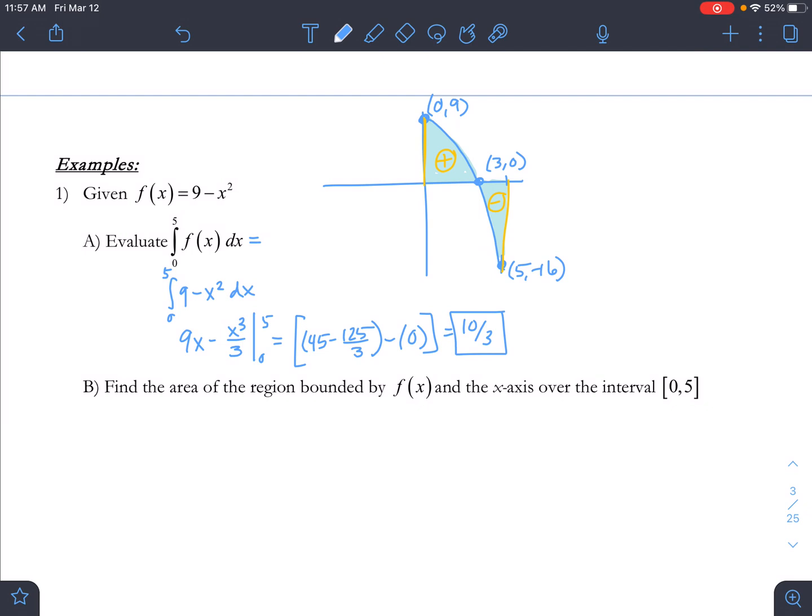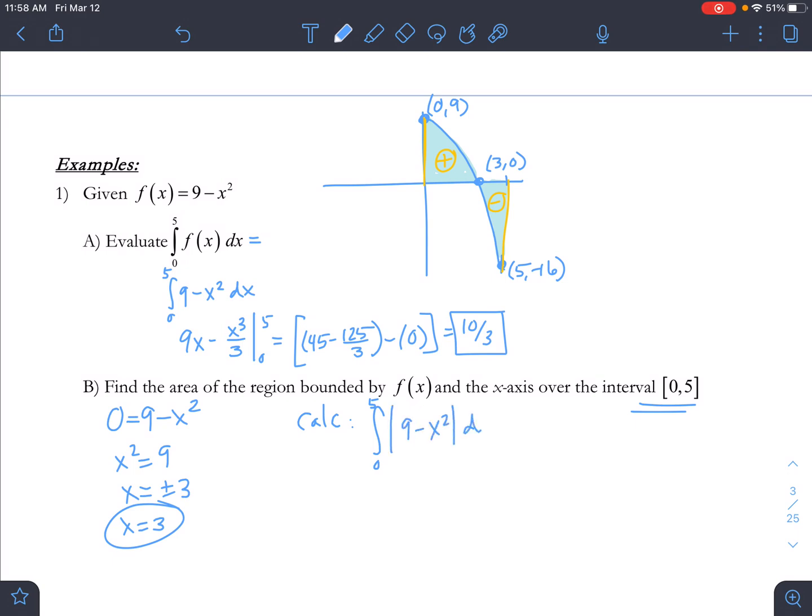Again, the main idea here without a calculator is we want to find when f of x is equal to 0. I already kind of ruined this for you guys because I showed you the x-intercept, but it would be when x is equal to plus or minus 3. On 0 to 5, we really only care about x equals 3. Okay, so by the way, if you were on a calculator, what are you really doing? You would just go 0 to 5, absolute value of 9 minus x squared dx, and you would get your answer. That would be the end of the problem.